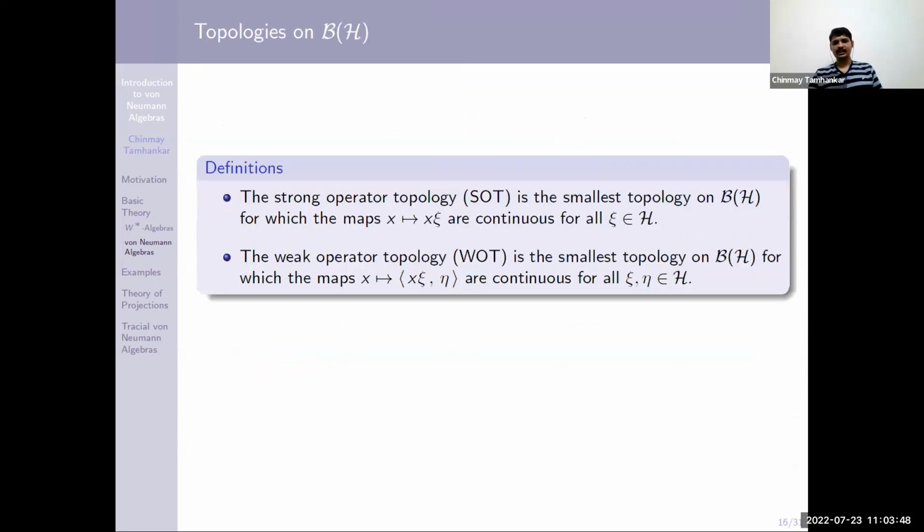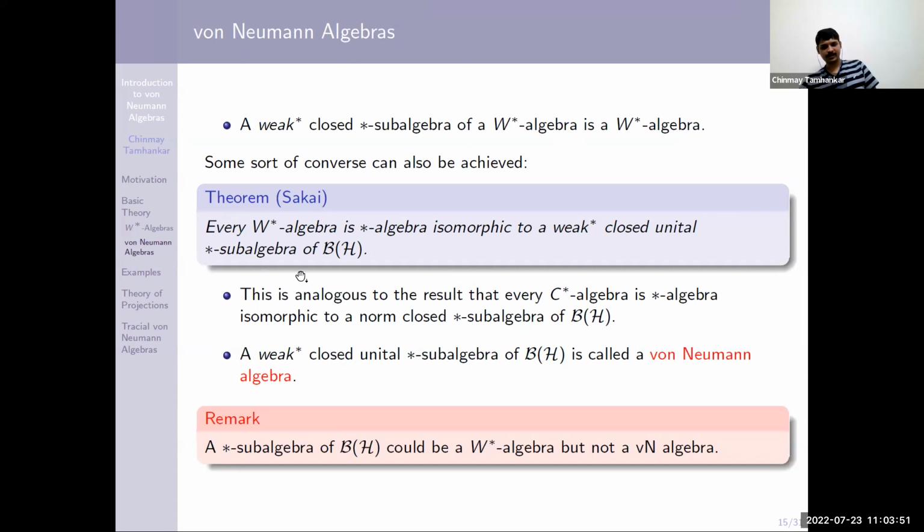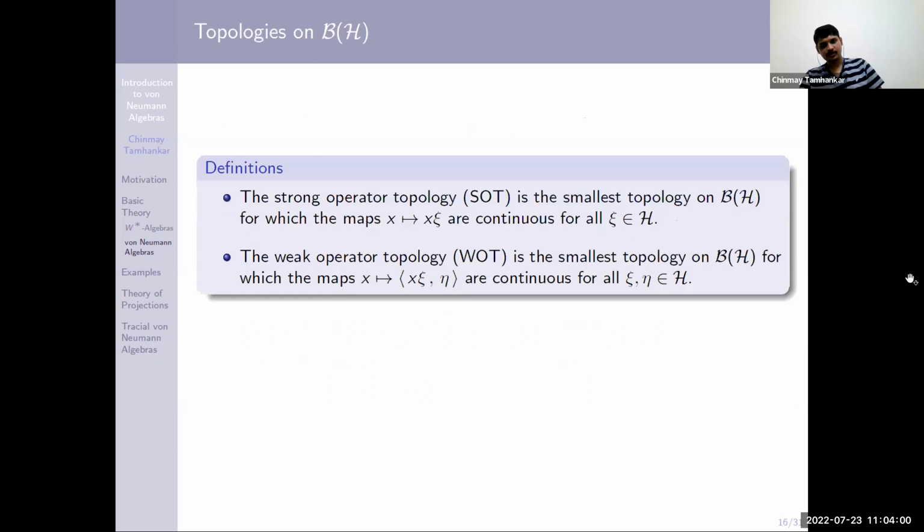So now we know that any W star algebra can be embedded in a nice way in this B of H, and so we can use the full force of whatever properties we have on B of H. So we will define these two topologies on B of H. First is the so-called strong operator topology, which is the smallest topology for which the maps X goes to X psi are continuous for every vector psi. And this is the topology of pointwise convergence, as you can see. And the WOT, the weak operator topology, is the smallest topology for which the maps of the form X goes to inner product of X xi with eta are continuous for all vectors xi and eta.